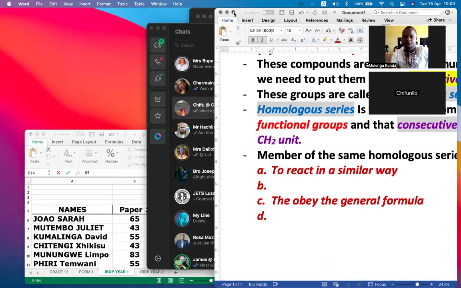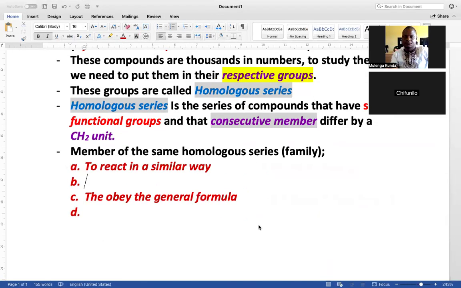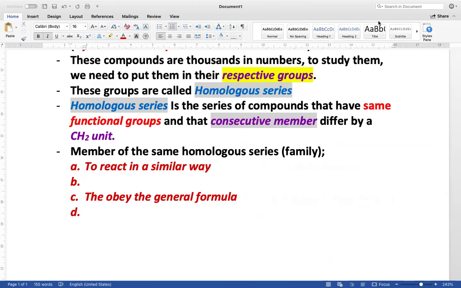So I was saying, why do they react in a similar way? It is because within the molecules, or within the structure of these compounds, they have something which is similar or maybe even the same. They react in a similar way because they have the same part. Now that part is called the functional group.